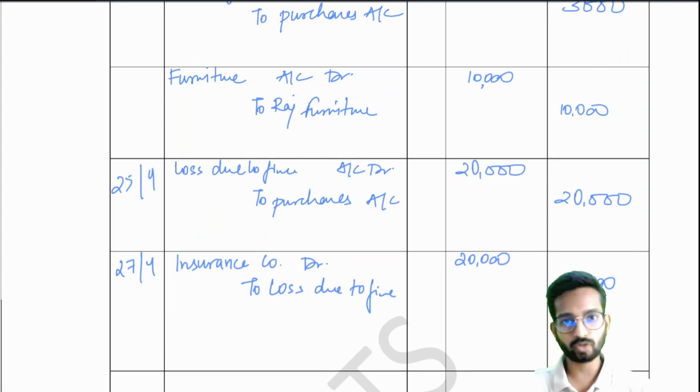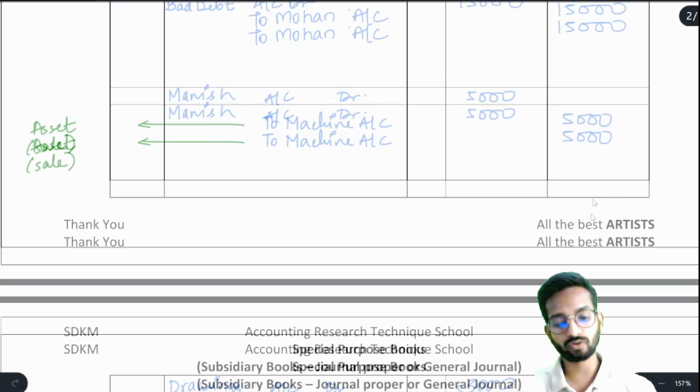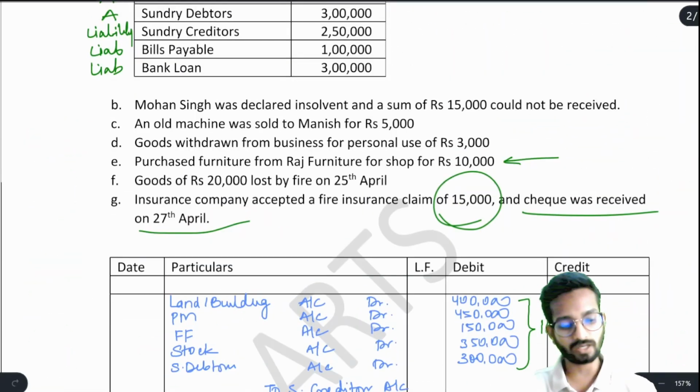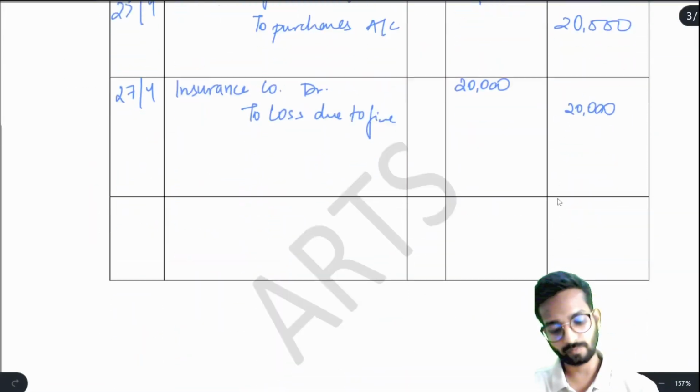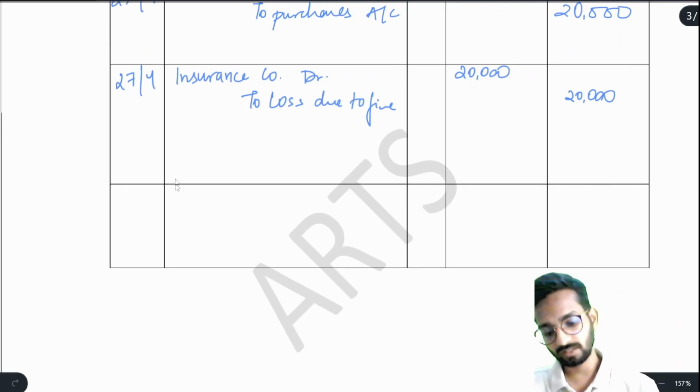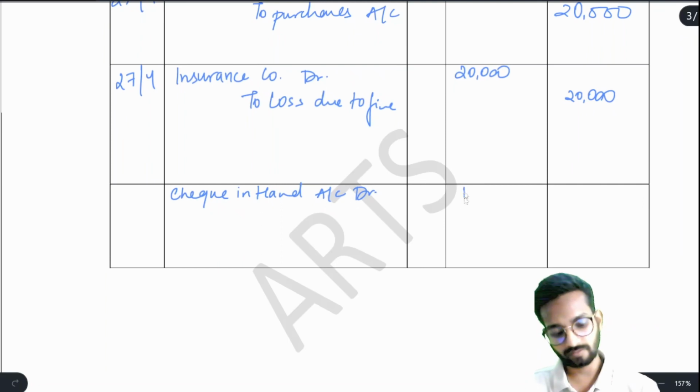After checking all the documents, the insurance company says, no, we cannot give you 20,000. We will give you only 15,000 rupees for your claim. Okay, I lost goods worth 20,000, but now I am receiving back 15,000. It means my net loss is only 5,000. So again writing there, I have received money. I will say check in hand. How much check have I received for? 15,000.